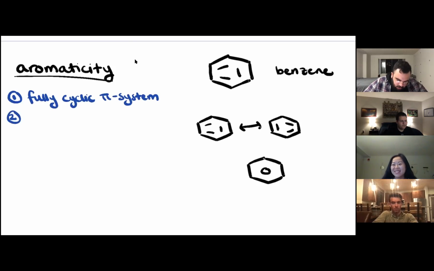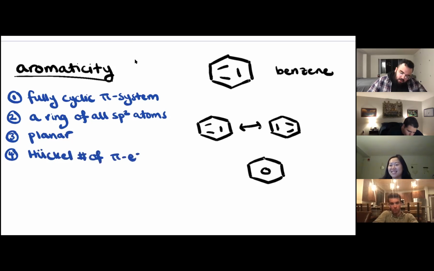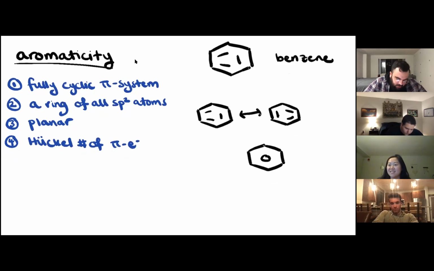Next is that we need to have a ring of all sp2 atoms, which is honestly kind of like a repetition of the first one, but in different words, but helps us out. We must be planar. And we need to have a Huckel number of pi electrons. Or, I guess, the easier way to think of that is an odd number of pi electron pairs.